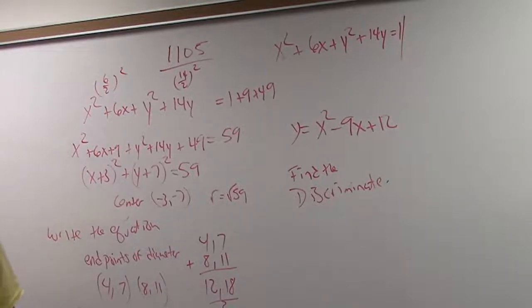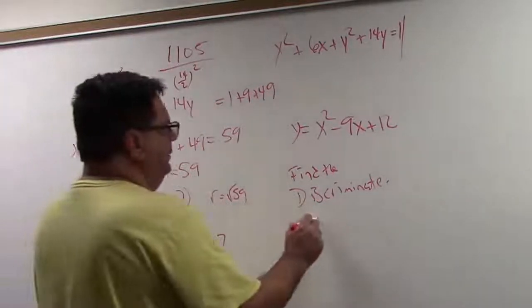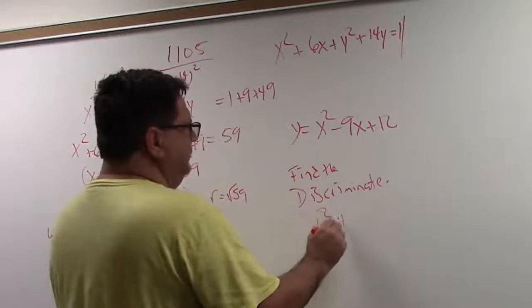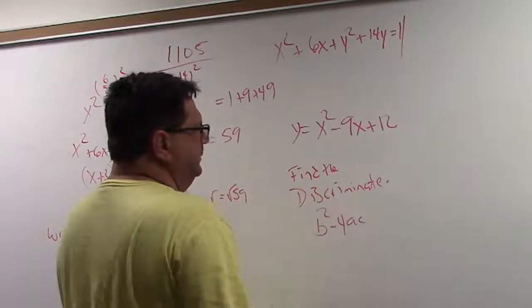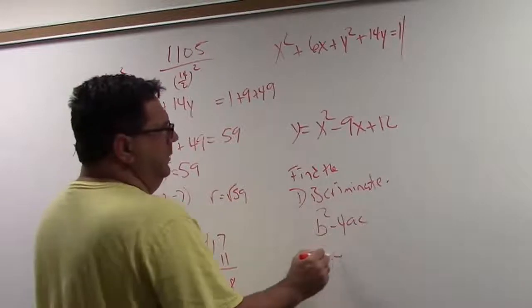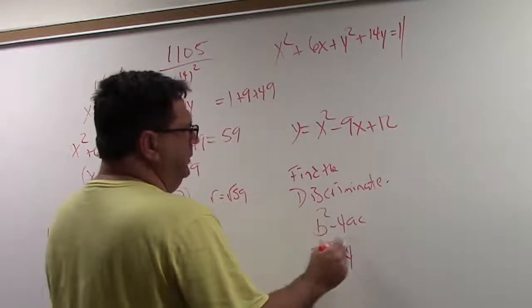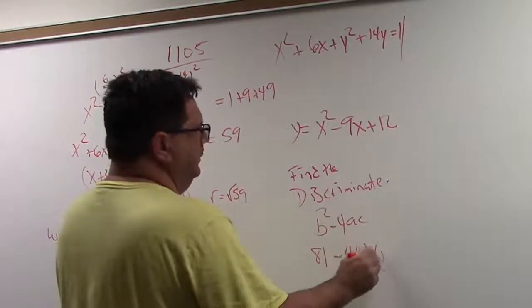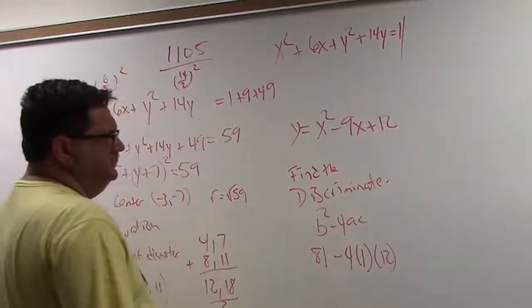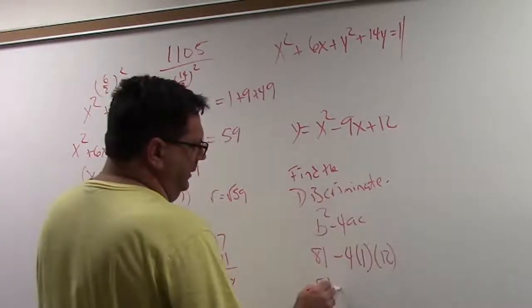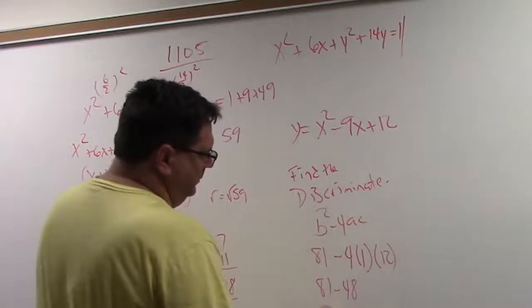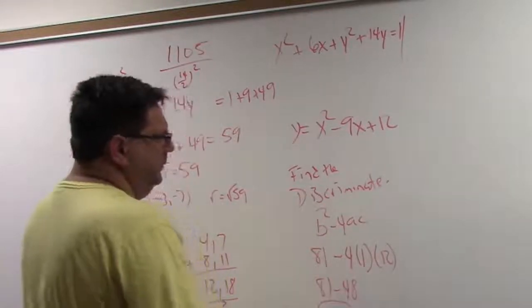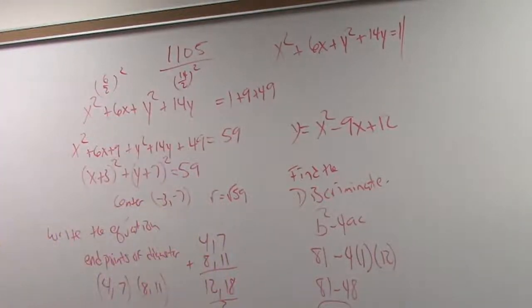What's the discriminant? It's b squared minus 4ac. Yes. So is it 81 minus 4 times 1 times 12? 4 times 12 is 48. 81 minus 48 is 33. So your discriminant is 33.